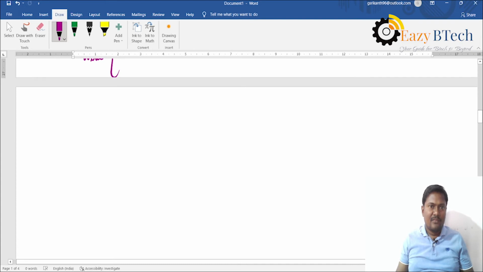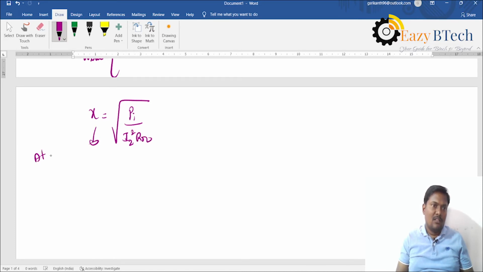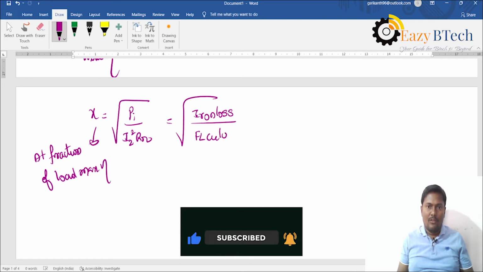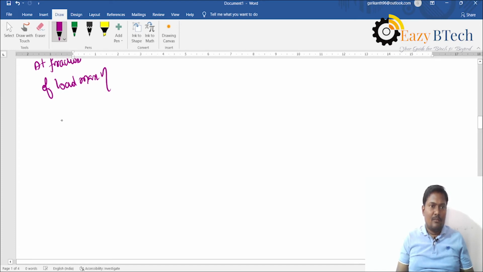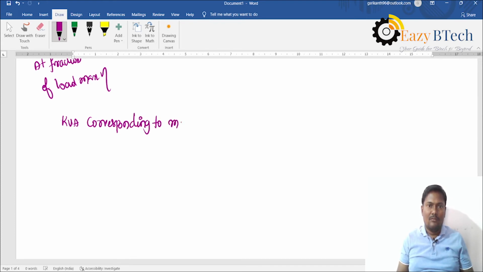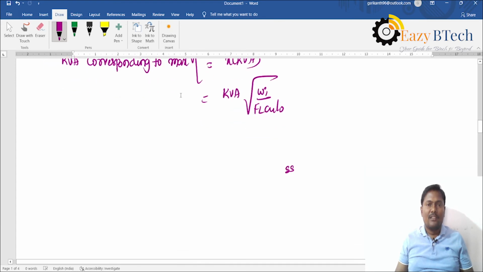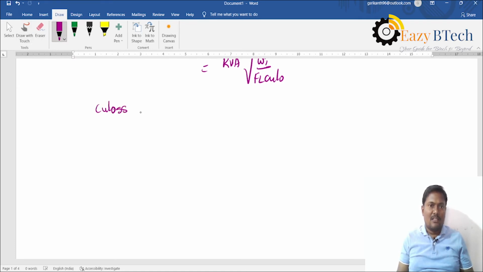Here, at what fraction of load does maximum efficiency take place? Under root of iron losses by full load copper losses. The kVA corresponding to maximum efficiency is x times of kVA, where x is equal to under root of iron losses by full load copper losses.